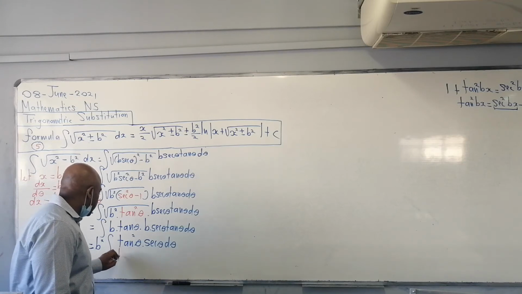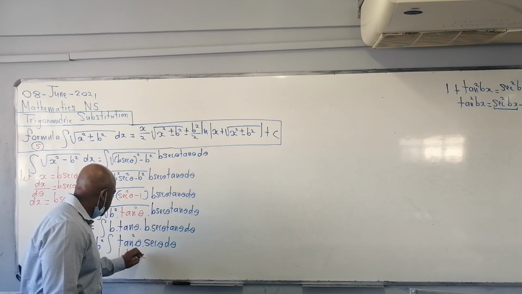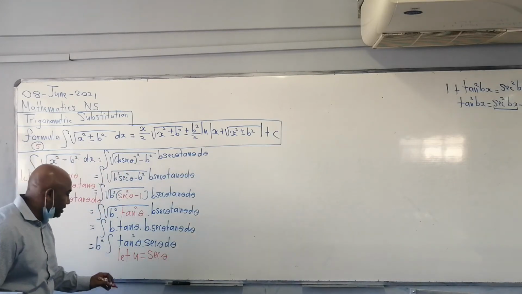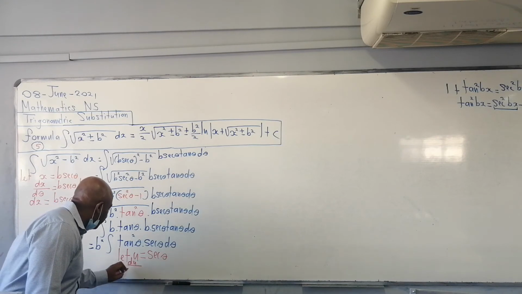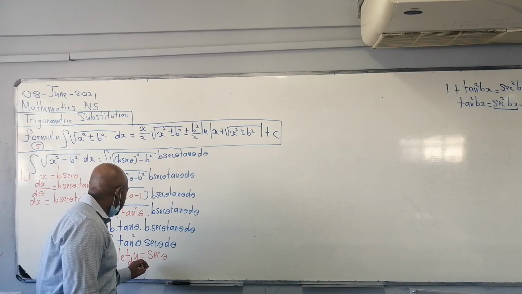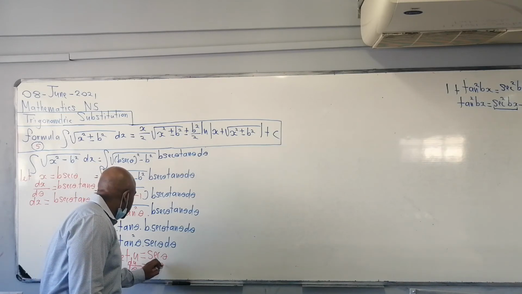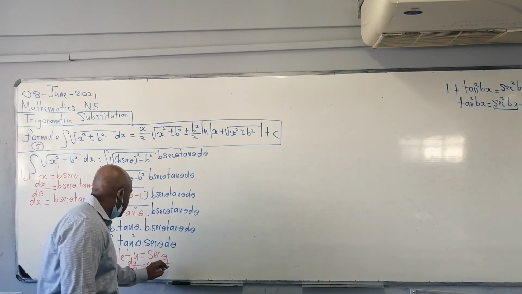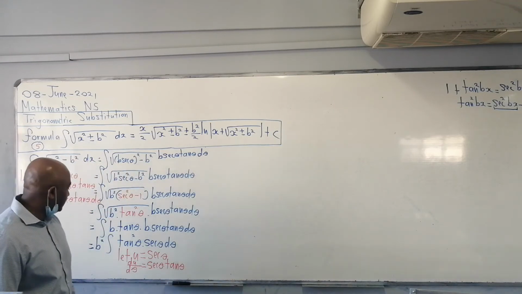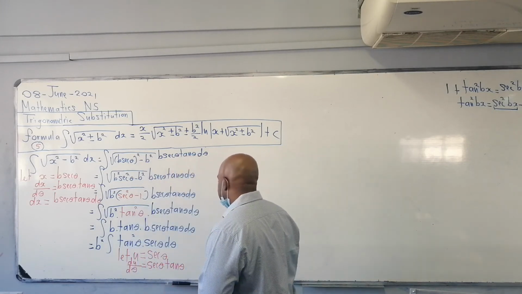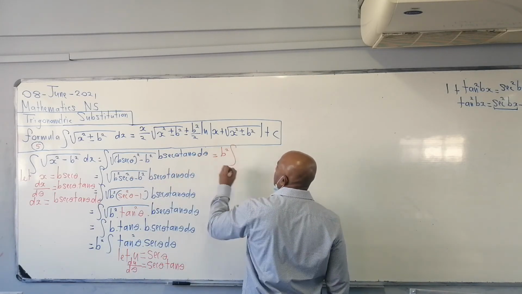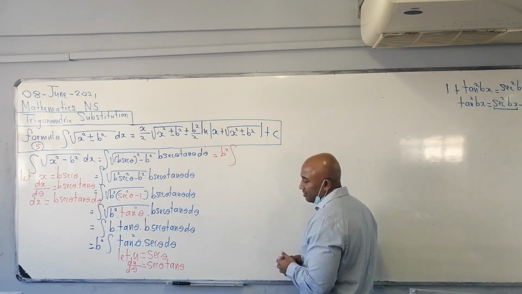If I let u equal sec theta, let's see what happens. Alright, so du over d theta, the derivative of sec theta, is going to be sec theta tan theta. Now, let's see if it cancels. So I've got my tan squared there.